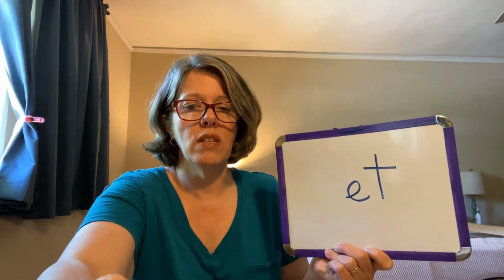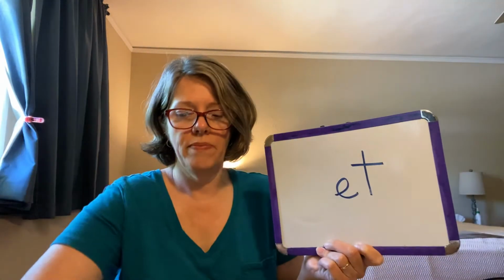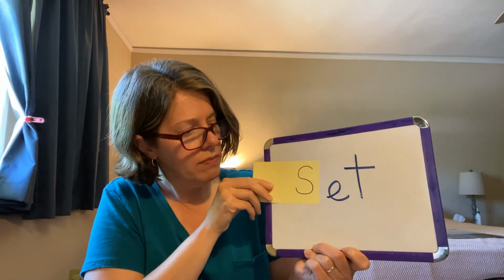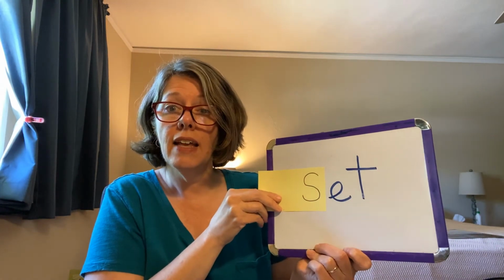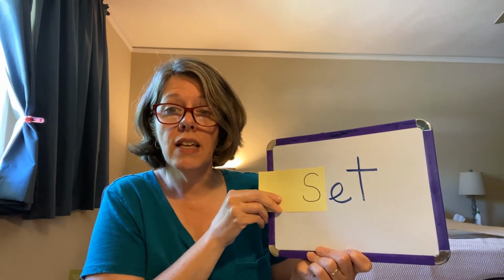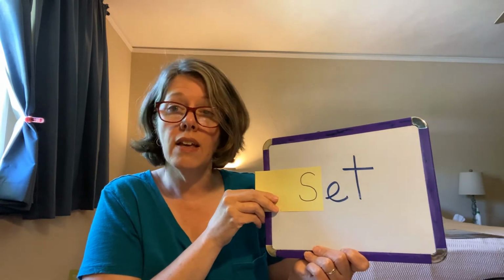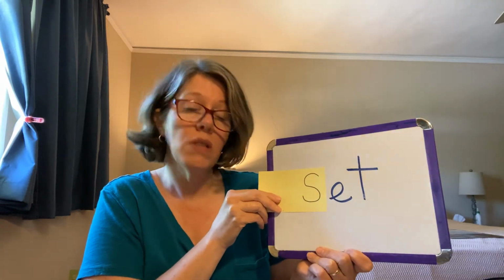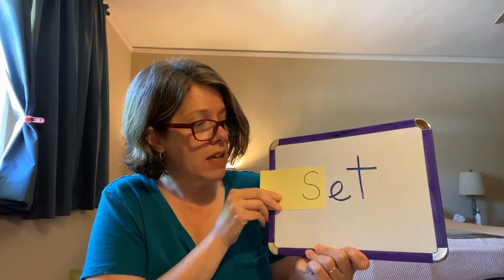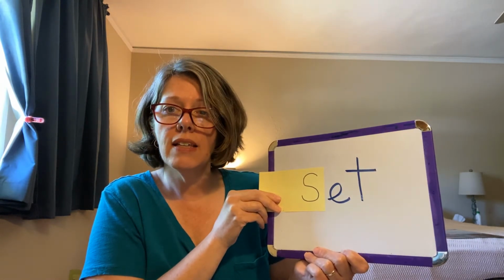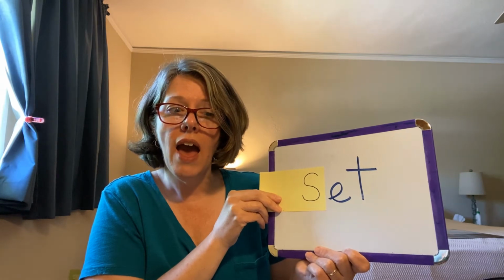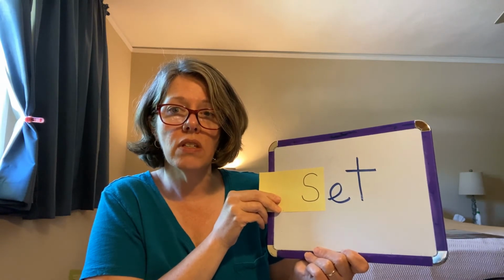All right, let's do this one. That's an S. It says S. If it looks like a snake and it sounds like a snake, it must be the letter S. Set. I have a set of dishes.